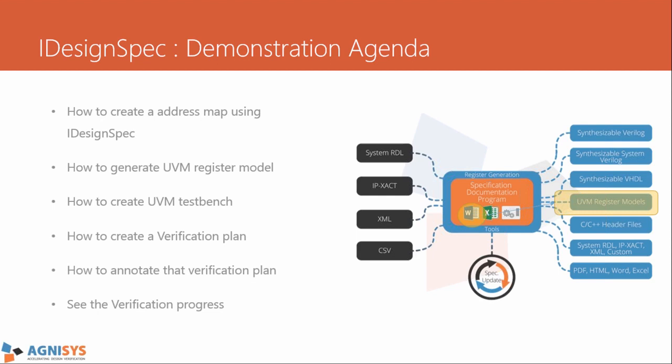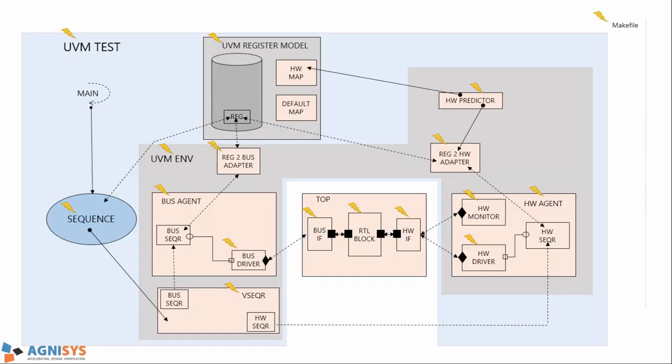IDesignSpec supports a lot of flows. We're going to show you one flow using IDS Word and generating UVM register models. UVM register models are just part of the verification test bench. There are a lot of files that need to be created by hand. UVM register model is only part of the problem. A user has to create the entire verification test bench by hand. IDesignSpec helps you create all of that automatically.